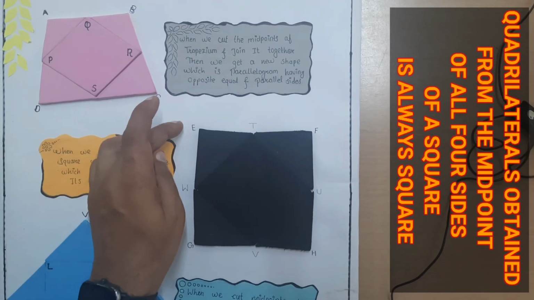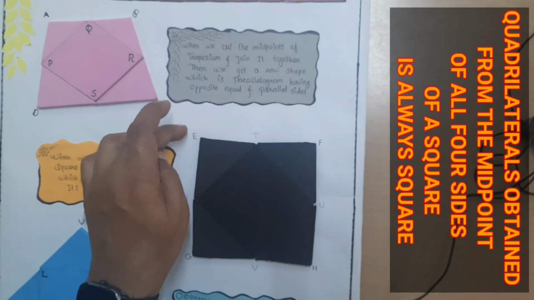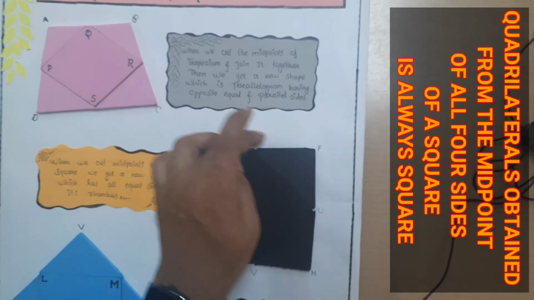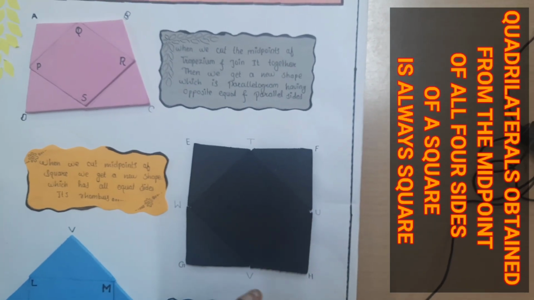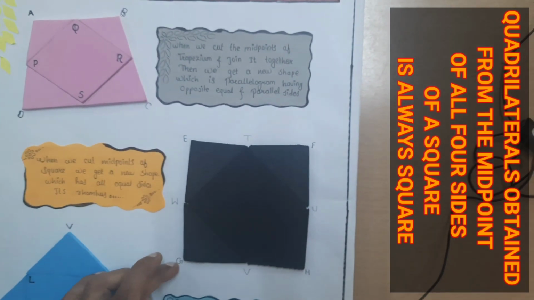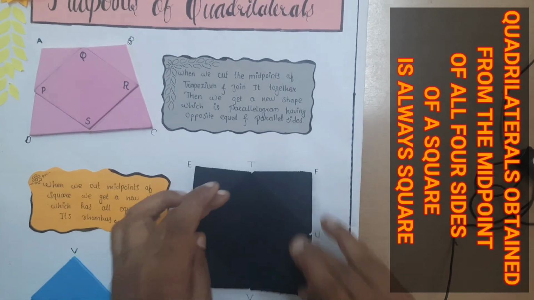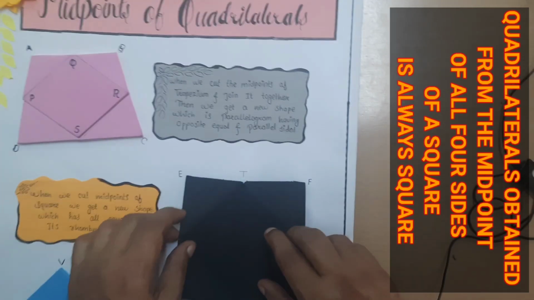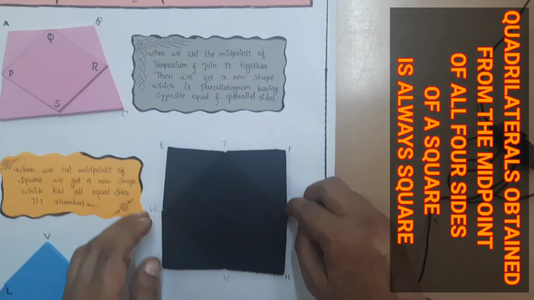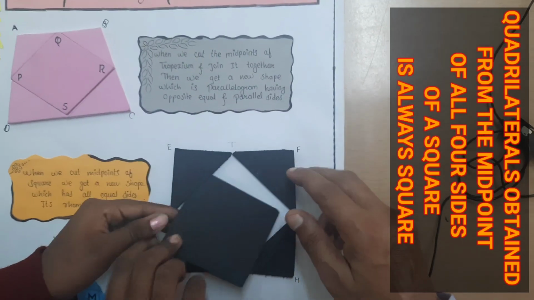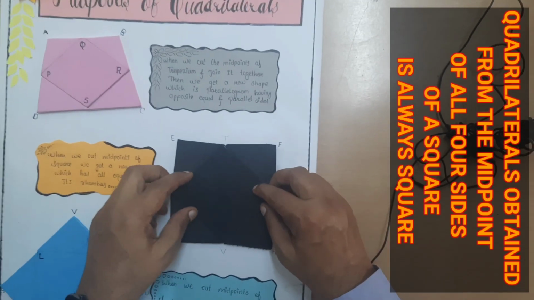See, what we want to say is EFHG is a square, and the midpoint of the side EF is T, the midpoint of side FH is U, and GH is V, as well EH is T. Now when you join the midpoints of this, you are going to get another quadrilateral, and the quadrilateral obtained here is the shape of a rhombus. So this is what we can study through this activity.